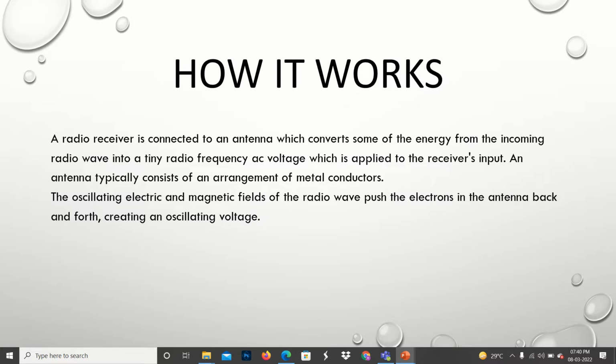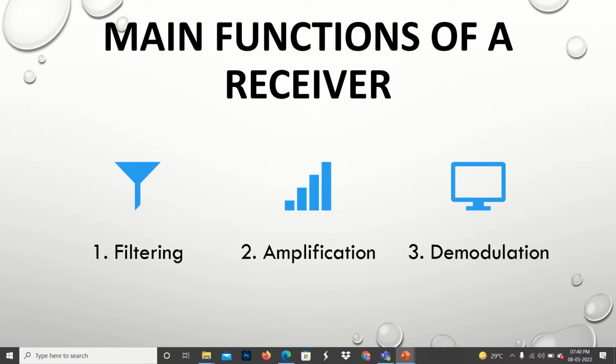Now, how does it work? A radio receiver is connected to an antenna, which converts some of the energy from the incoming radio wave into a tiny radio frequency AC voltage, which is applied to the receiver input. An antenna typically consists of an arrangement of metal conductors. The oscillating electric and magnetic fields of the radio wave push the electrons in the antenna back and forth, creating an oscillating voltage. The main functions of the receiver are: first, filtering; second, amplification; third, demodulation.